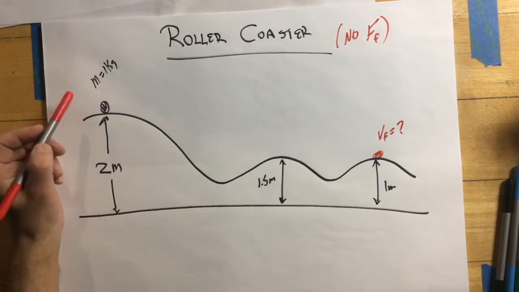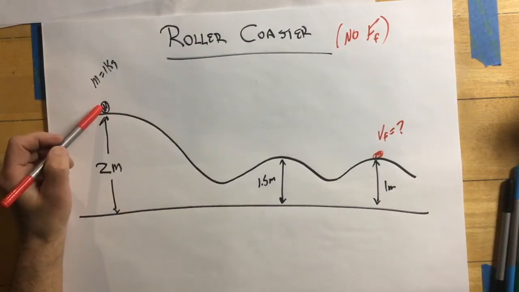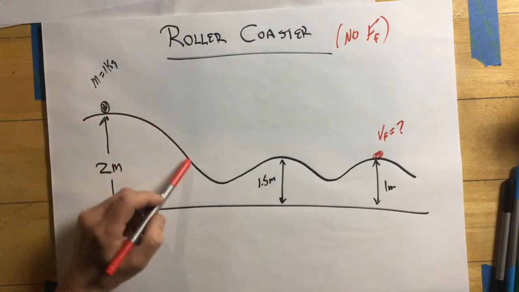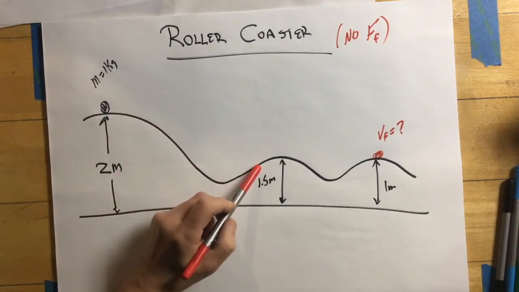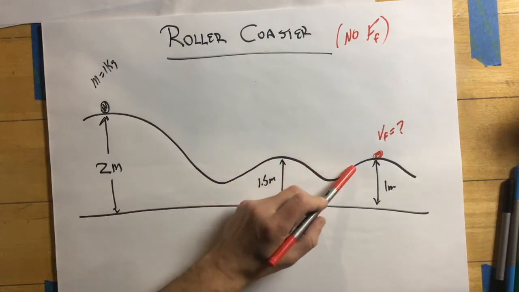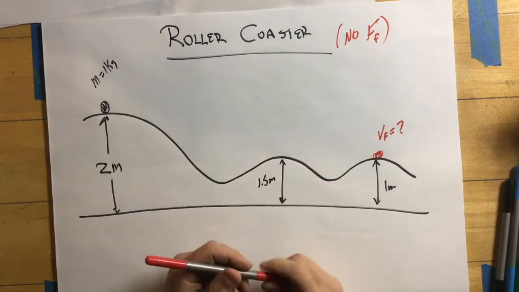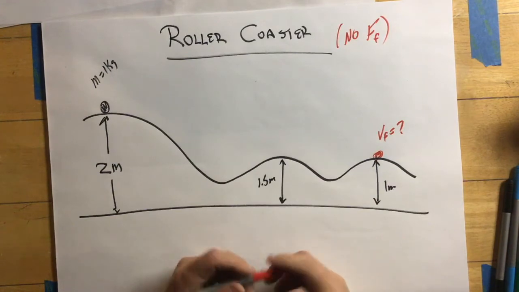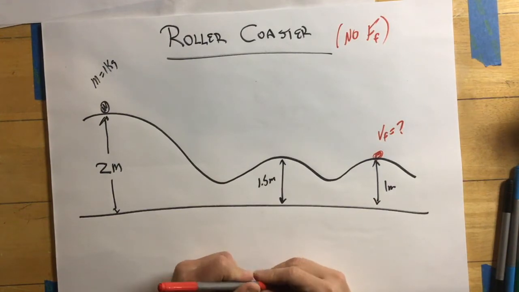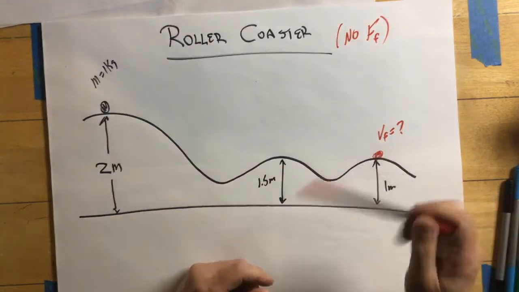have a 1 kilogram ball at the top of a 2 meter tall hill. It rolls down the valley, up to the top of a 1.5 meter hill, down another valley, and finishes up at the top of a 1 meter tall hill. Doesn't finish there, but it's still traveling at that point. And they say, how fast is it moving at the top of the 1 meter hill? Okay.